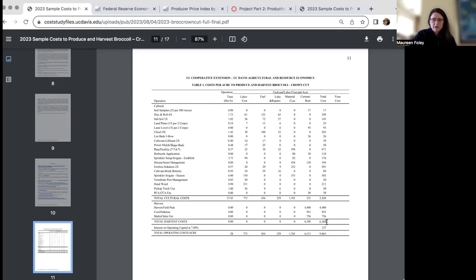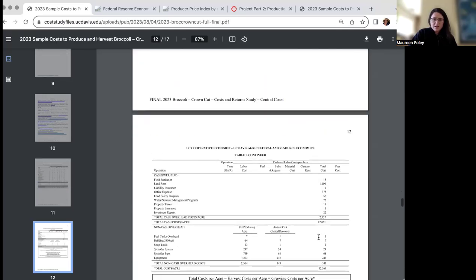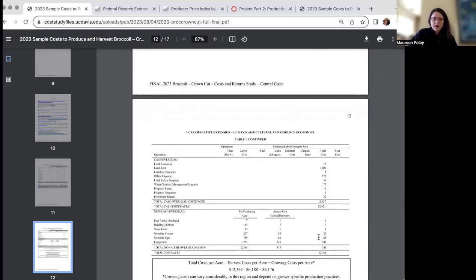So it's the $6,188. Now those two things together, the total cultural costs and the harvest costs, are our total operating costs per acre down here. So that's $9,865, our cultural costs plus our harvest costs. And then the other cost that I'm interested in is your cash overhead cost. So these are those fixed costs that don't change, and they're in the next part of your study.